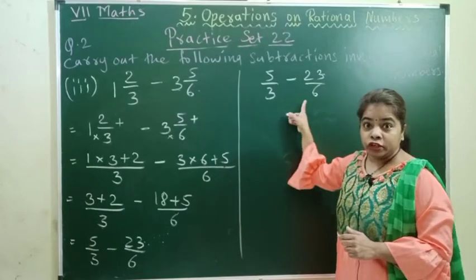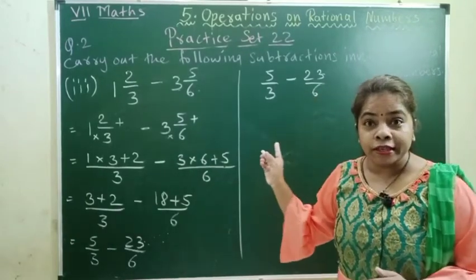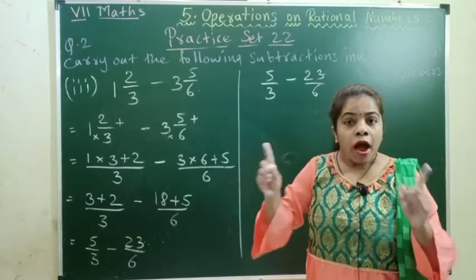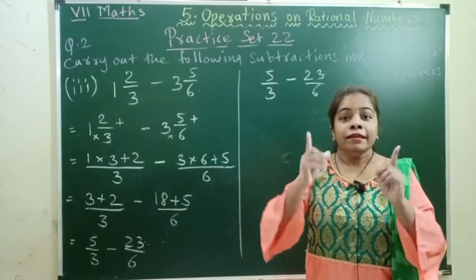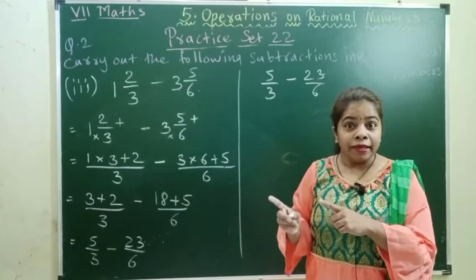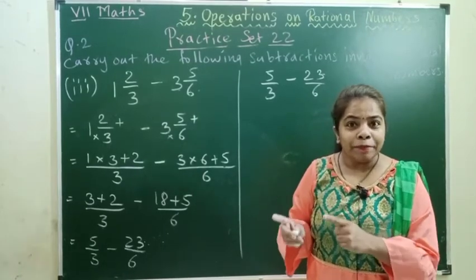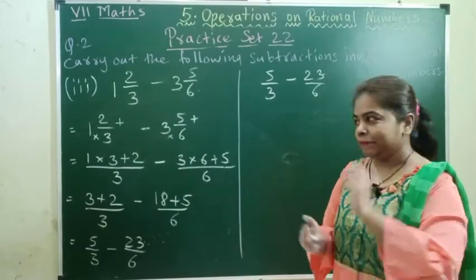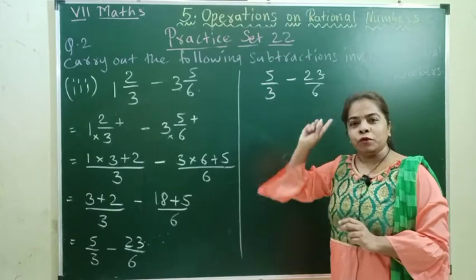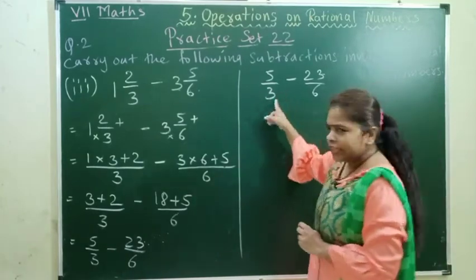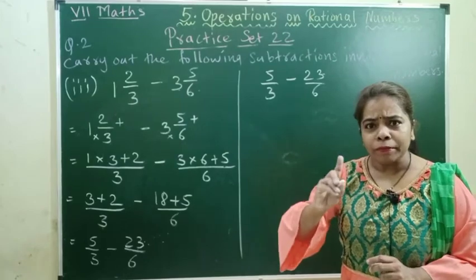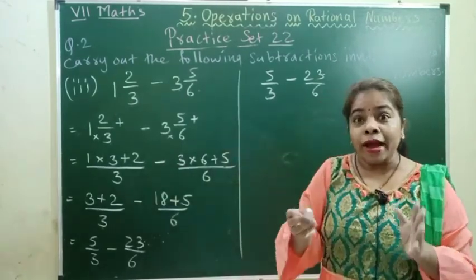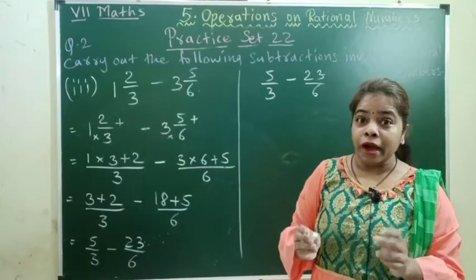See the two denominators, children. Ask yourself two questions. Are the denominators same? No. Are they coming in common table? Yes. They are coming in the table of 3. 3 ones are 3, 3 twos are 6. So this one, children, I will only multiply this first fraction with 2. So my both denominators will become 6.